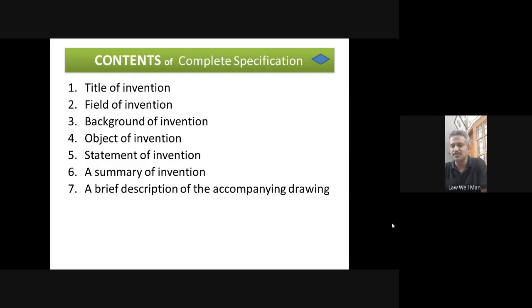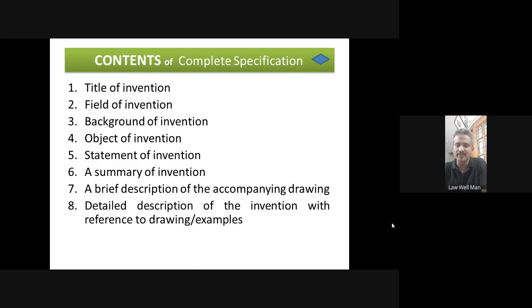A brief description of accompanying drawings, which will be there in many of the cases, because as you're giving a description of a technical thing, it can be explained better through pictures and drawings. So that will be there. And detailed description of invention with reference to drawings and examples. That's the 8th part. And you have claims.